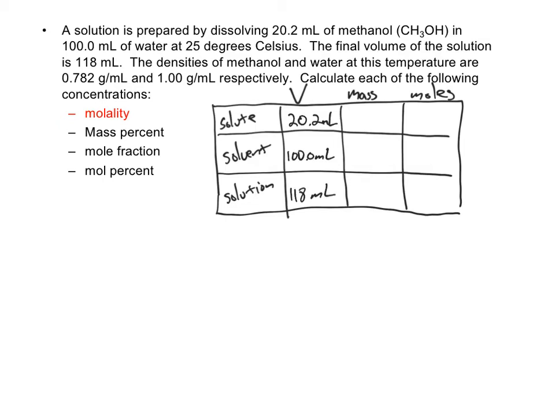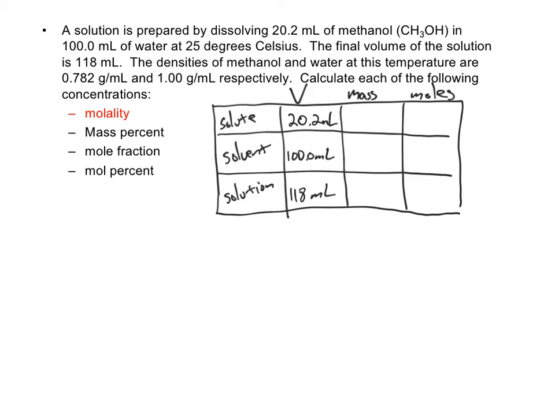And just like I said at the beginning of the video, you notice that the volumes aren't additive, right? If I just add the volume of the solute and the solvent together, I get 120.2. You see the solution is actually less than that. So you can't just take the volume of the solute and solvent, add them together, and get the volume of the solution. That won't work. In this case, they just gave us the volume of the solution.